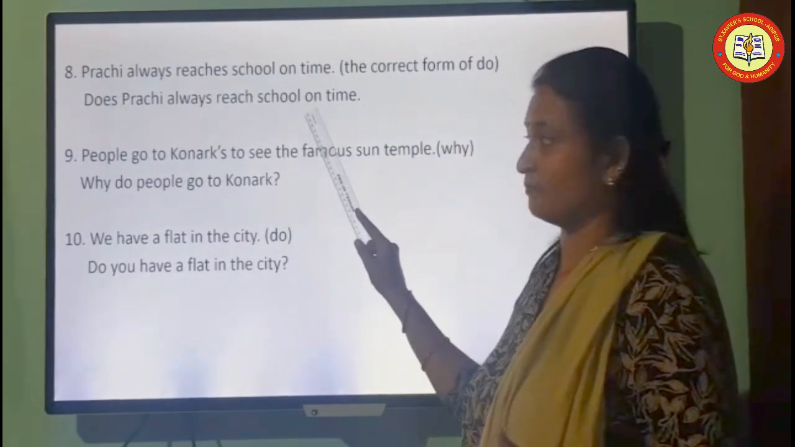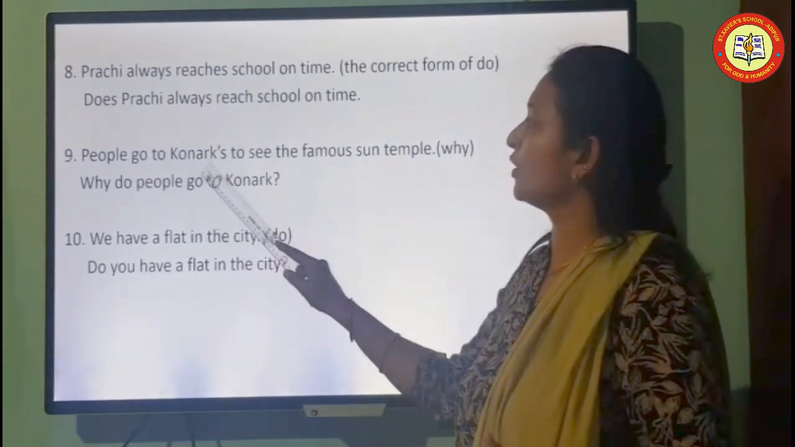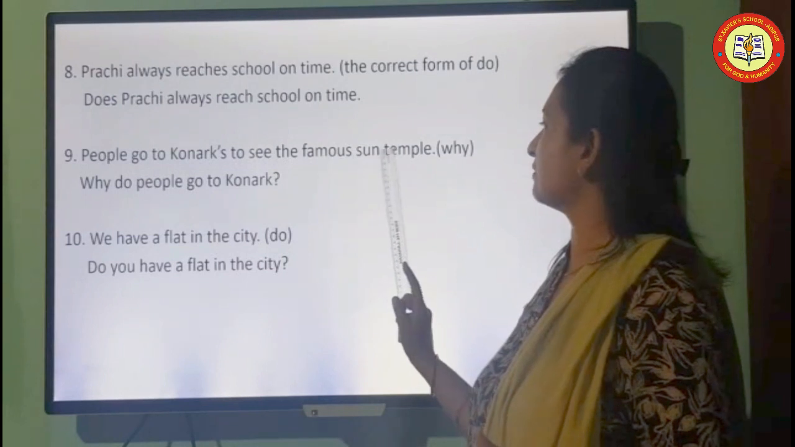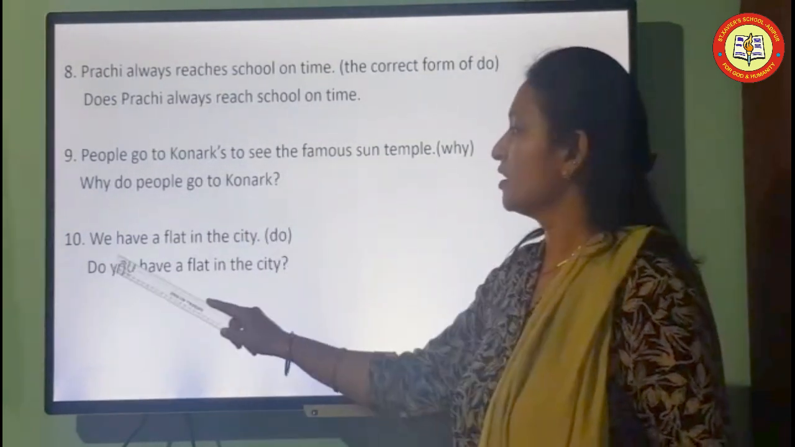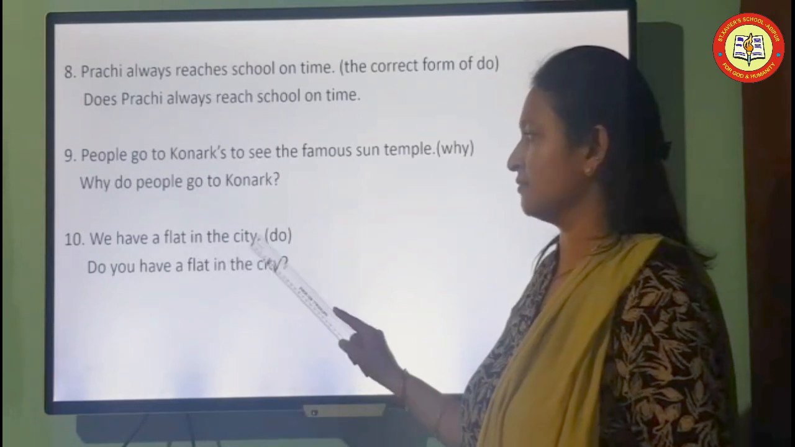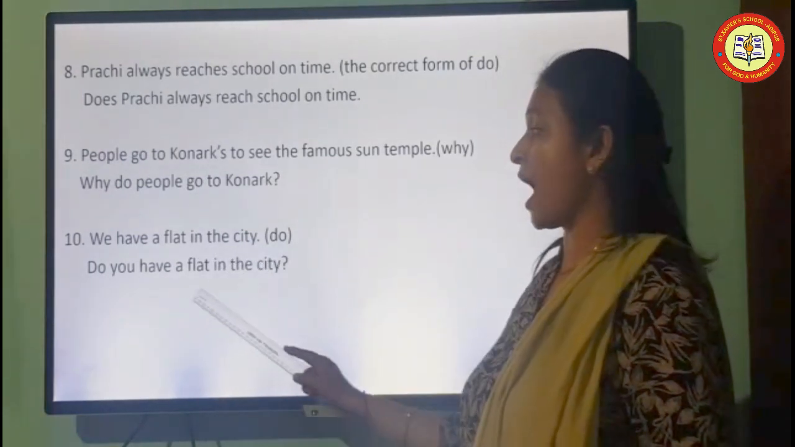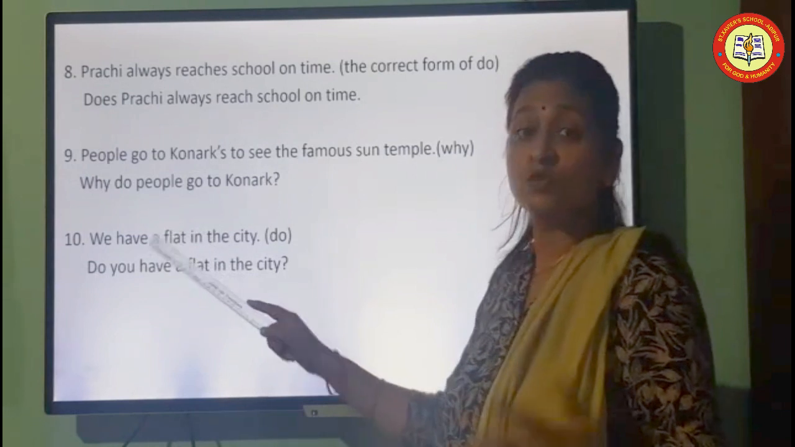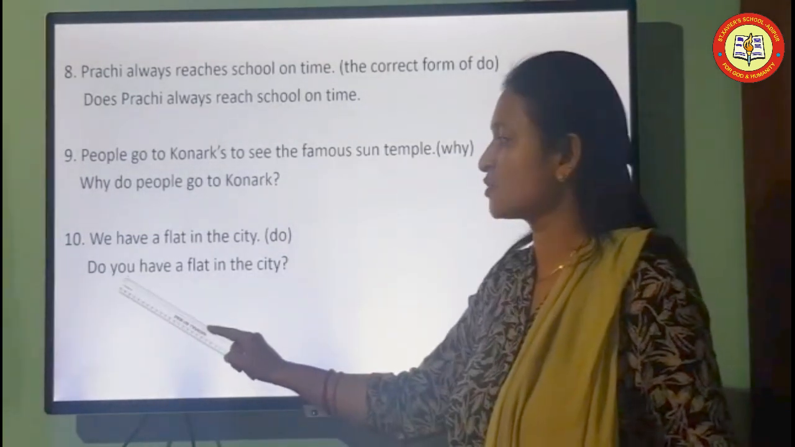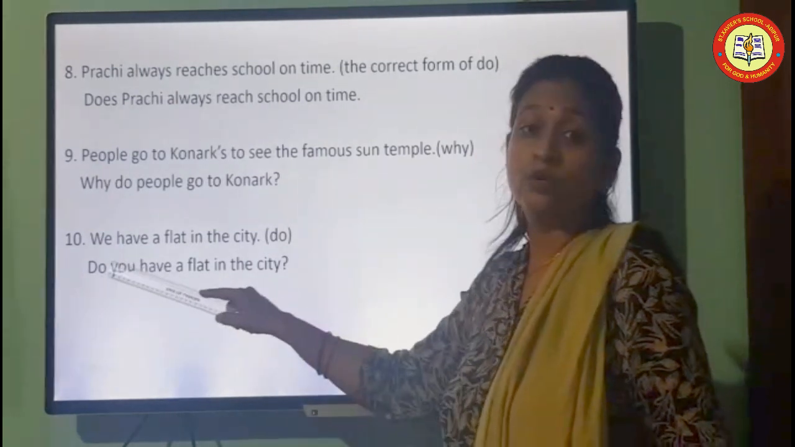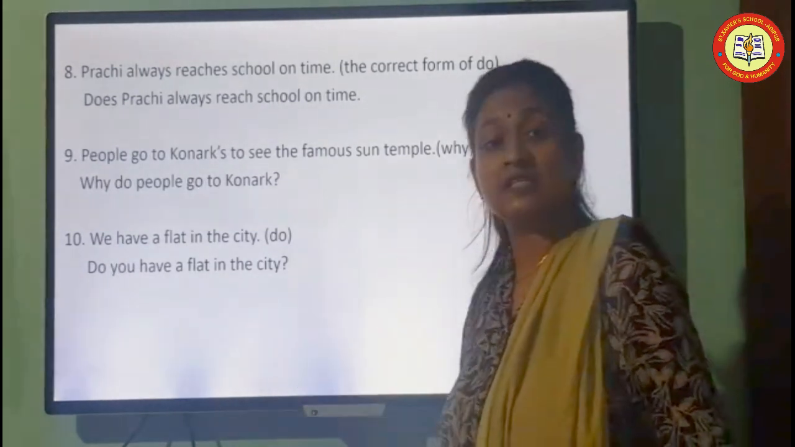School on time. People go to Konark to see the famous Sun temple. Why do people go to Konark? We have a flat in the city. Do you have a flat in the city? There is no past tense and there is no S, so it is simple do. And as such, whenever you have you as a subject, it is always do.